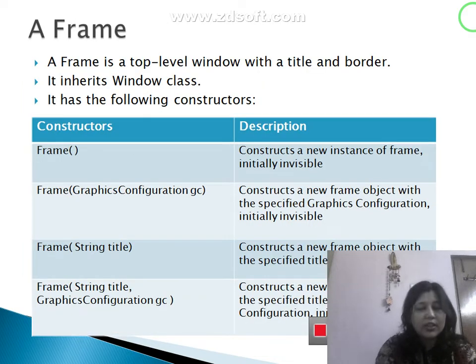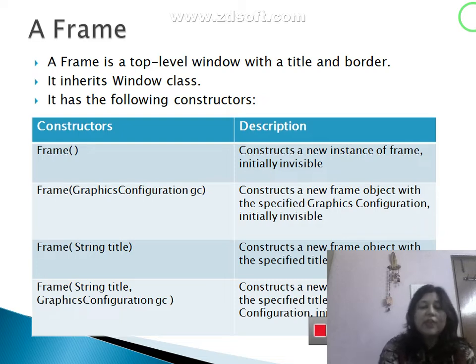Now, the most important container which we will be frequently using in our application is a frame. A frame is a top level window with a title and border. It inherits the Window class and it has some constructors which are shown in the slide. If we use the Frame constructor without any argument, it constructs an instance of the frame which is initially invisible, and we can also construct a frame object with the specified graphics configuration. It is also initially invisible.